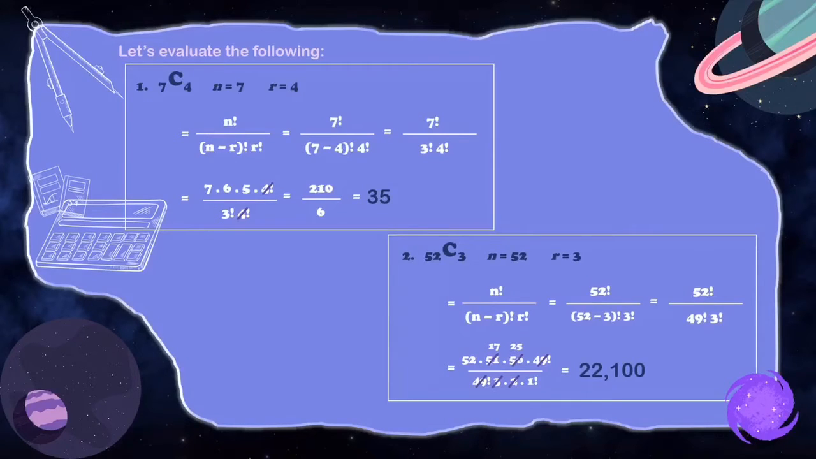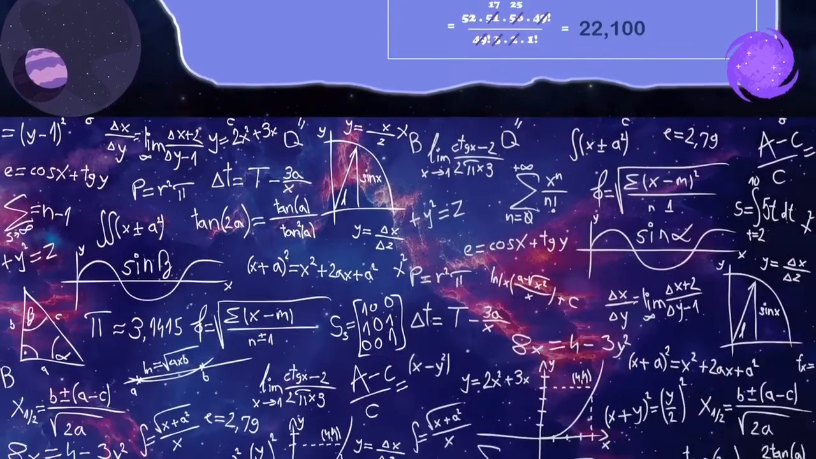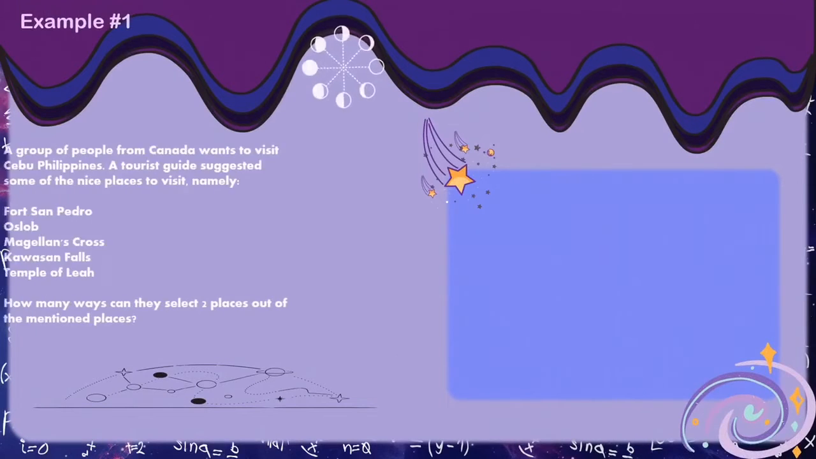And also 51 and 3, so 51 divided by 3 is 17. To get the final answer, just multiply 52, 17, and 25. So the answer is 22,100.